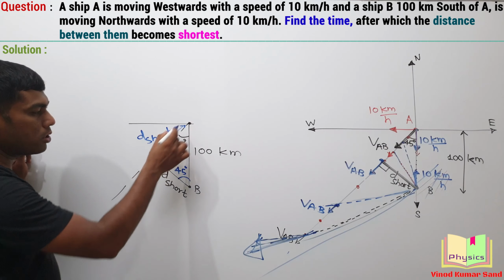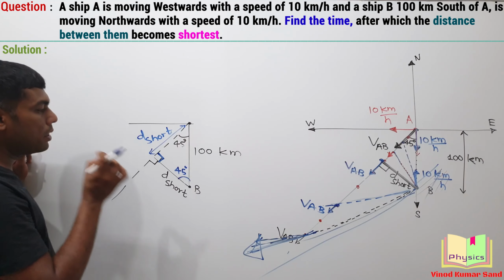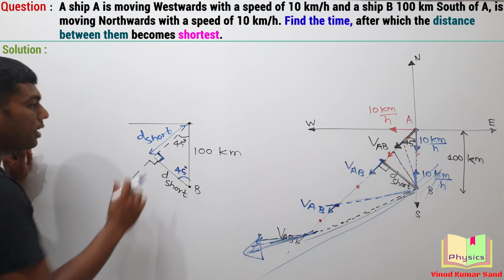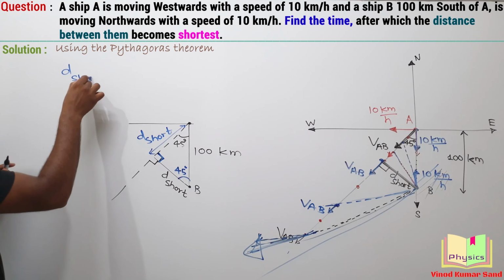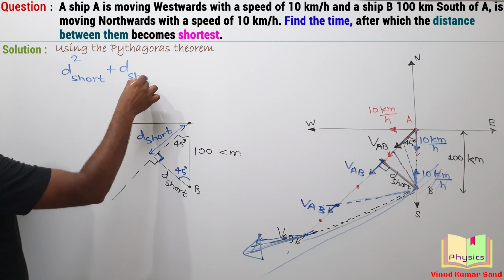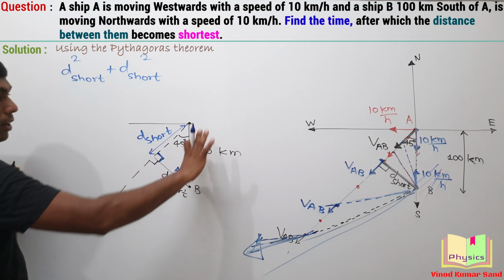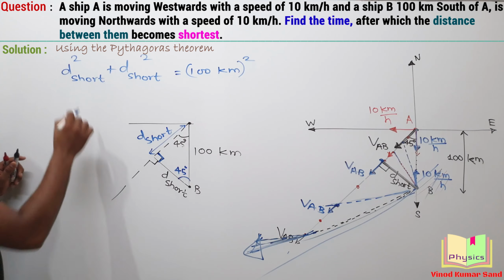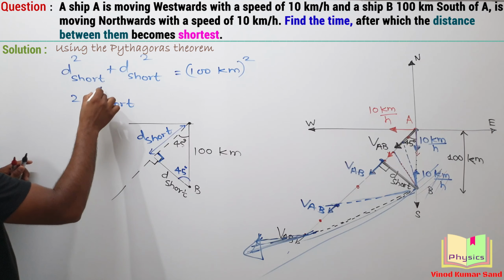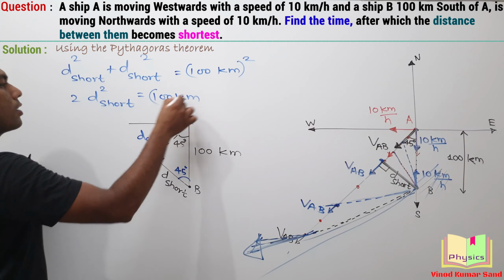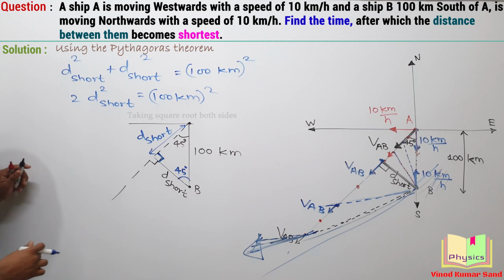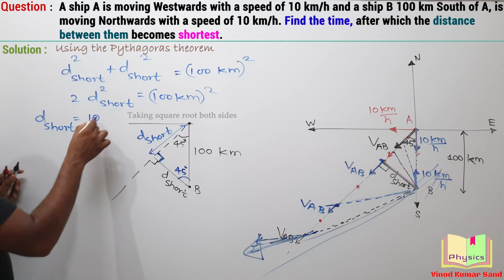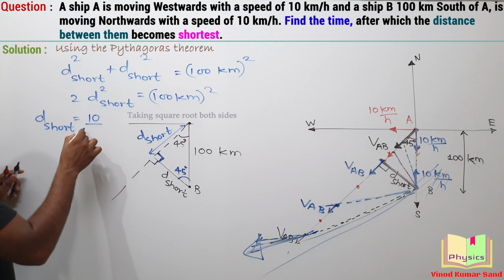Now I can easily use Pythagoras theorem in this triangle. This is 90 degree, and in front of 90 degree we have the largest side of the triangle. So I am writing the Pythagoras theorem here. D short square plus D short square, this square plus this square should be equal to 100 kilometer square. Done. 2 times D short square is equal to 100 kilometer square. Taking square root both sides, we will get the D short is equal to 100 by root 2 kilometer.